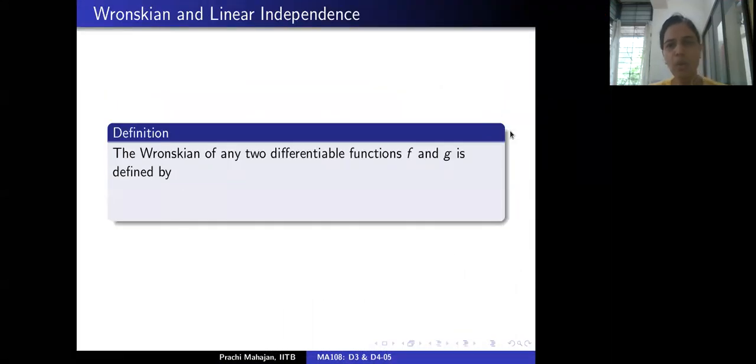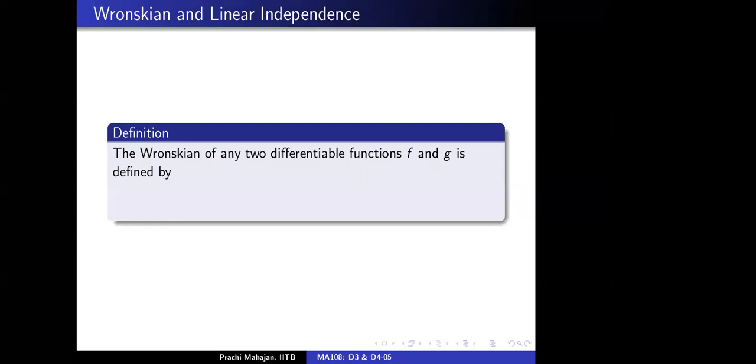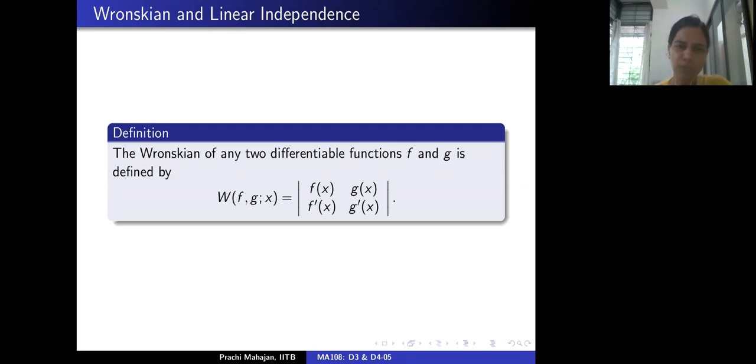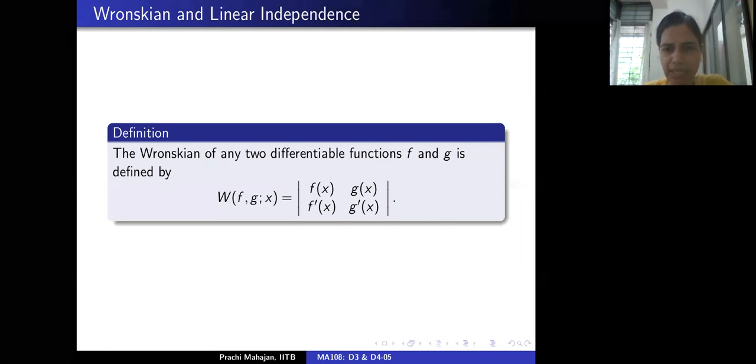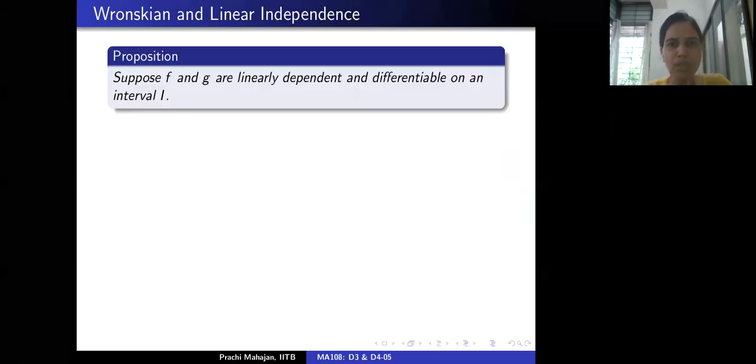All right. Continuing with this concept of linear independence, here is one way to check that. For that, we need a definition. For two differentiable functions f and g, the Wronskian at a point x is defined as follows. This is a matrix whose columns are given as f(x), f'(x), and g(x), g'(x). I'm looking at the determinant of this matrix. So how is the concept of linear independence related to this definition?